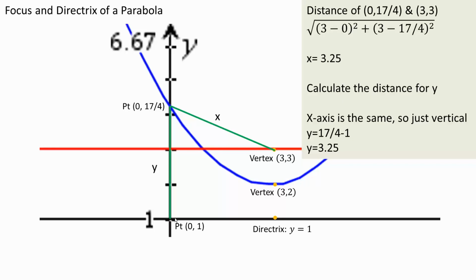Likewise, let's do the distance for y. So it's just vertical. So here is 1. Here is 17 divided by 4. 17 divided by 4 minus 1 is 3.25. And so we just proved that this distance and this distance are equal.